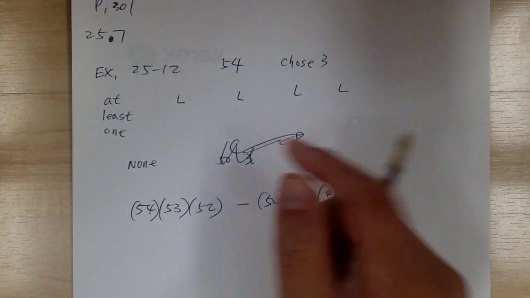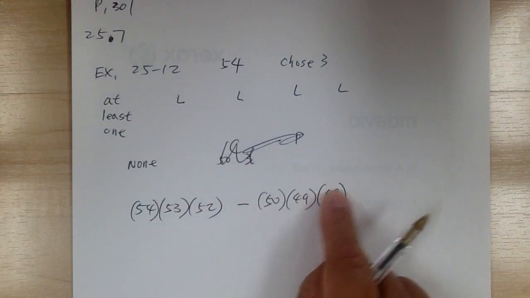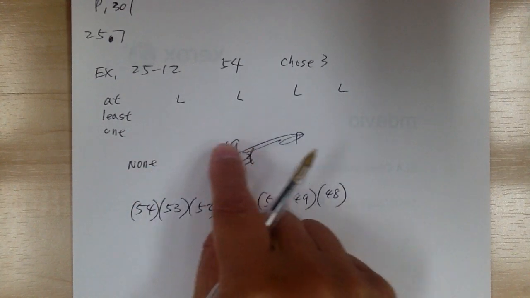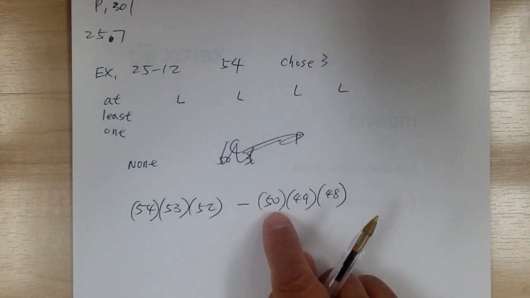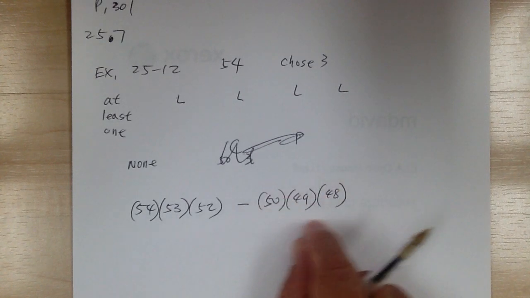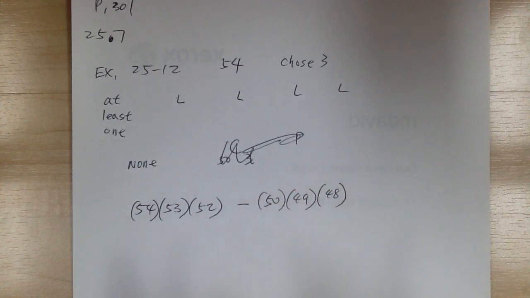So again, when you deal with at least one, you want to do the complement, so do the one that you don't want. So do the one that is none. So choose none from here. So there are 50, 49, 48. Once you figure out what you don't want, then you can subtract from the total, and that's how you get the answer.